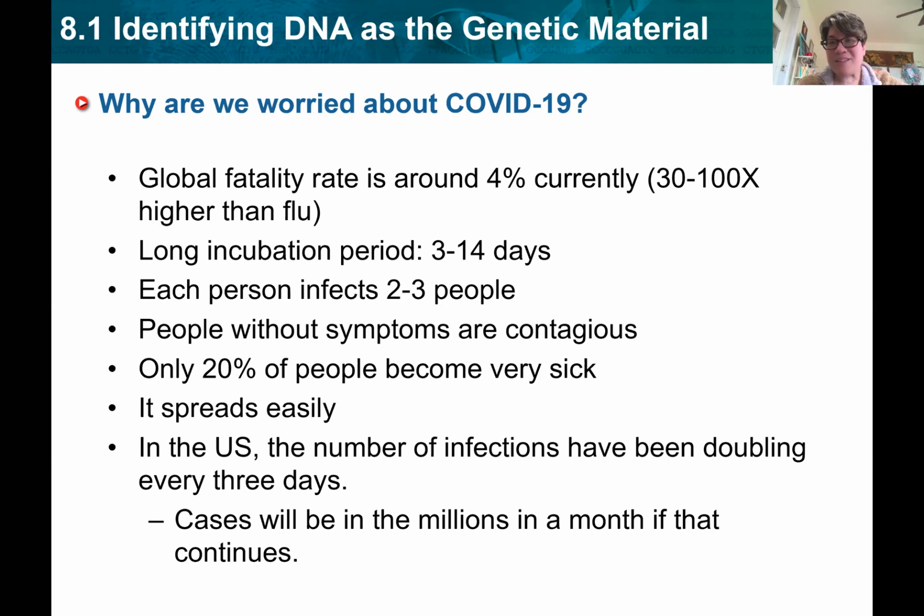And then when we get to numbers that big and it keeps doubling every 3 days, if we're at 1.5 million, then in 3 days it'll be 3 million. In 3 days it'll be 6 million, and you can keep going from there. So that's why we're concerned. That's why we're shutting schools down.